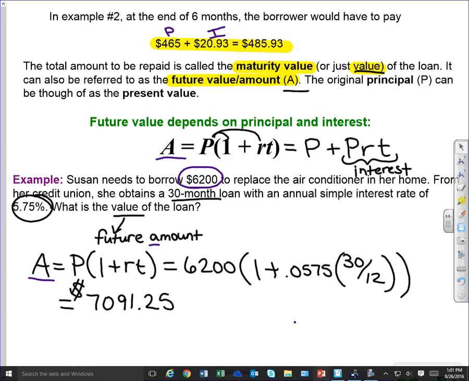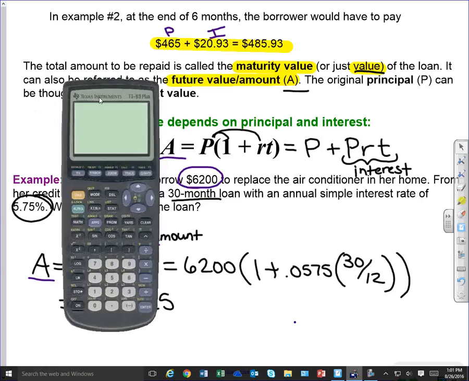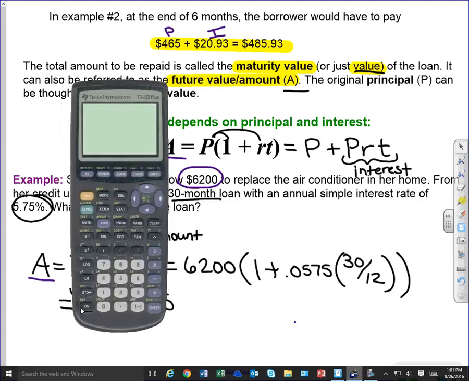Okay, here's my calculator. Now you can do this on just a basic calculator, but I'm going to show you how to do it with parentheses. As long as you put the parentheses in exactly how it has here, you should be good. Let's do 6,200, then parenthesis 1 plus 0.0575, and then in parentheses 30 divided by 12, close the parentheses, and then close the big parenthesis here, and that should be it. And there you get your answer. So if you put it in your calculator just like you have it written out, you should be good.